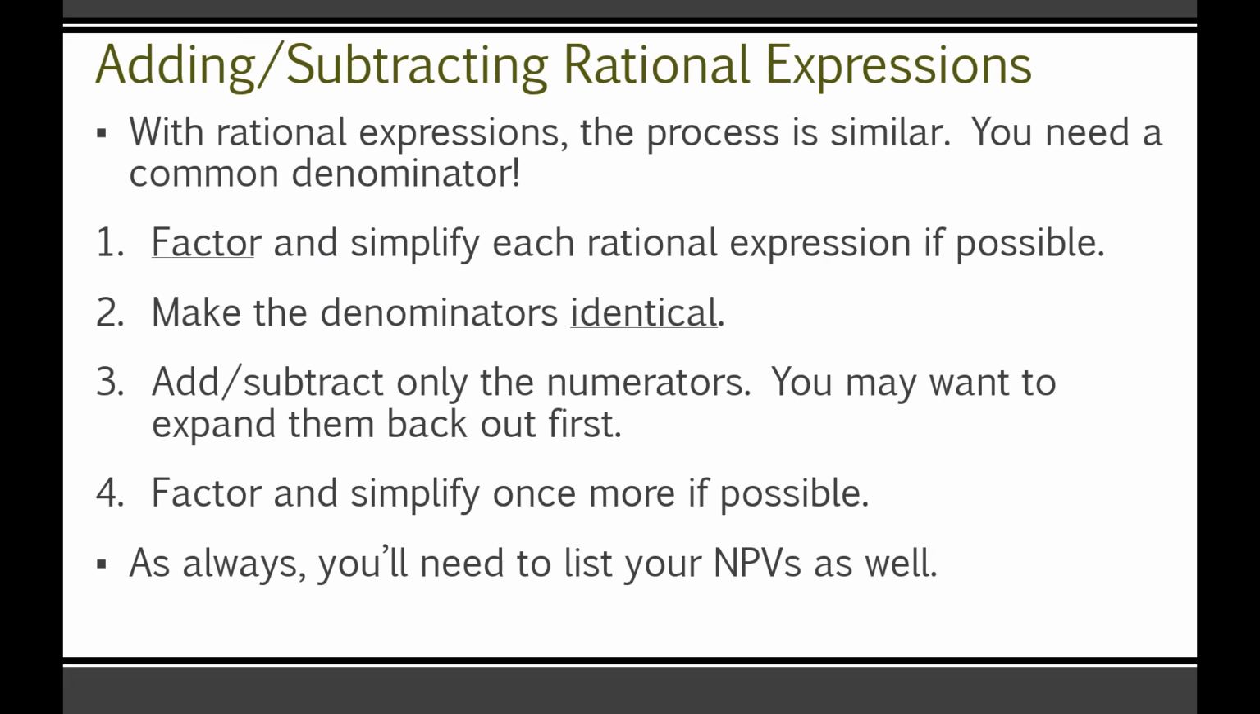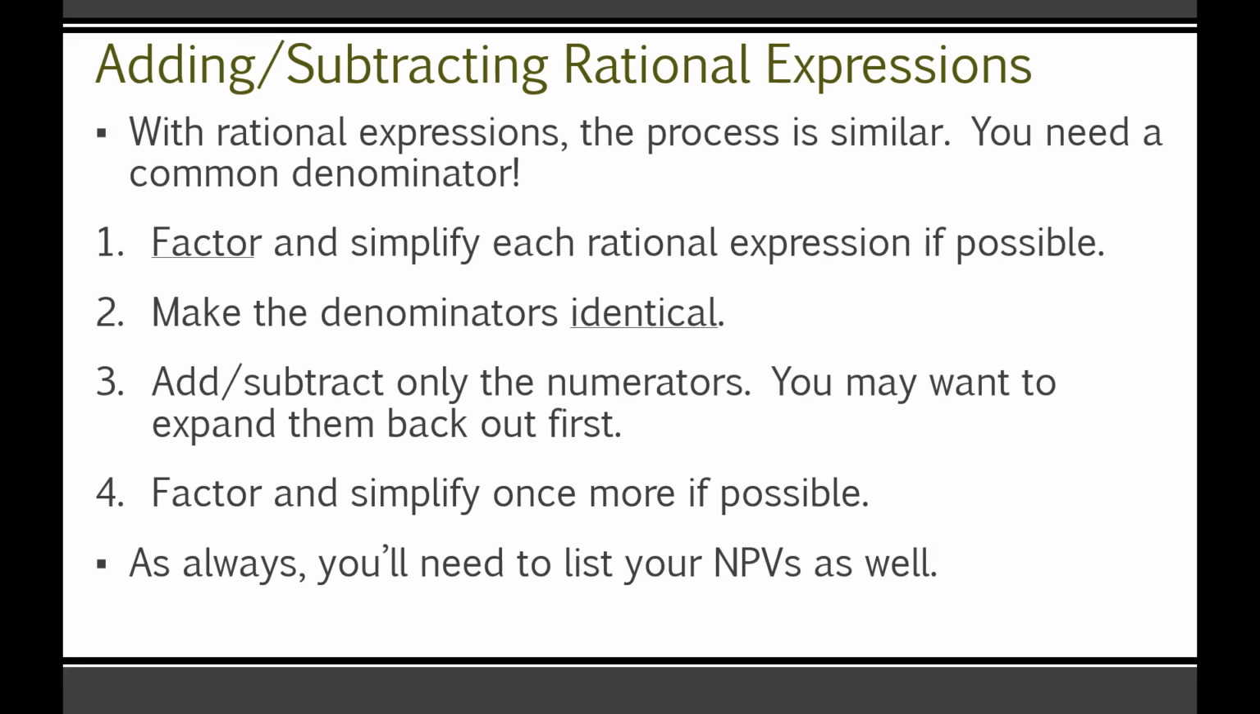Well, here's the steps that we want. Step number one, when you're adding and subtracting rational expressions, factor and simplify each rational expression if possible. So just factor and simplify them separately. We're not combining them together like we did with multiplying and dividing. Just factor and simplify them separately. Then step two, make the denominators identical. What that's going to involve is it's going to be multiplying each of the fractions, both on the top and the bottom, by the other fraction's denominator.